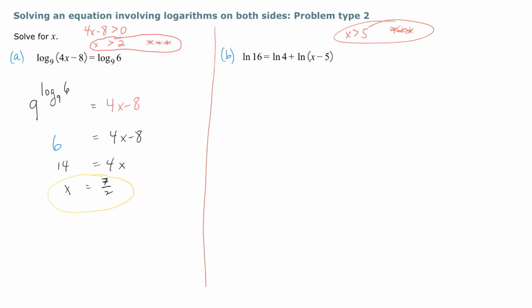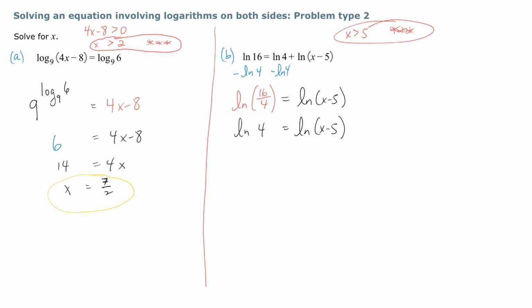Why don't we get the constant on one side of the equation? Why don't we subtract the natural log of 4 on both sides? And if you do that, you get log properties. This is the natural log of 16 over 4. Ooh, that's nice. Is now equal to the natural log of x minus 5. So that's the natural log of 4 is now equal to the natural log of x minus 5.